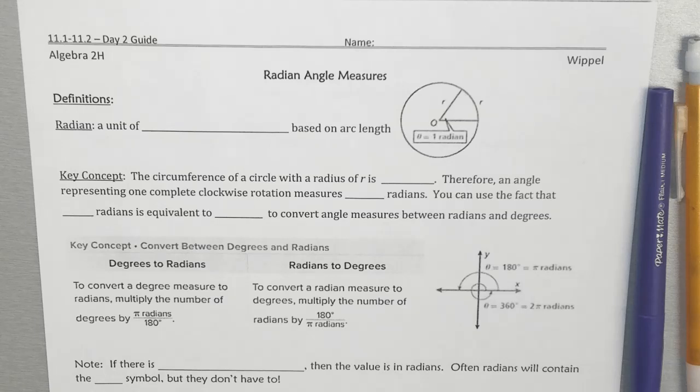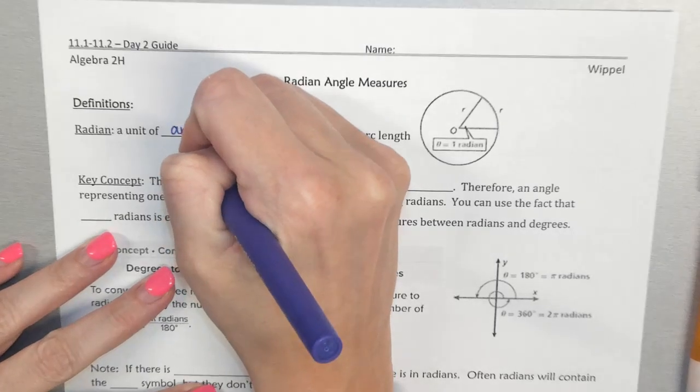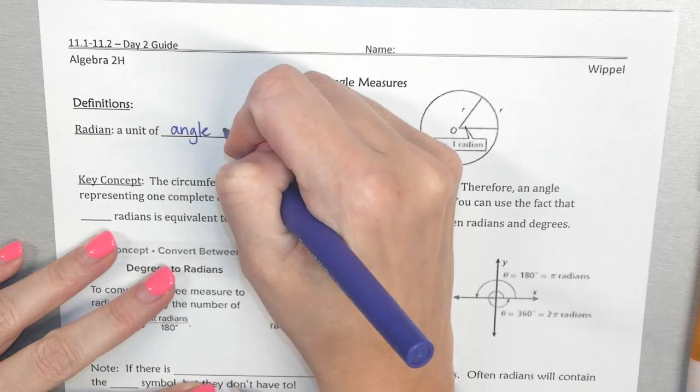All right, so a radian is just a unit of measure. It's another way to measure your degrees. Okay, so a radian is just a unit of angle measure, and it is based on the arc length. Okay, so write this down with me.